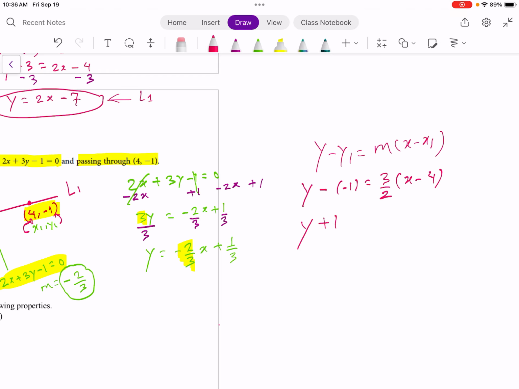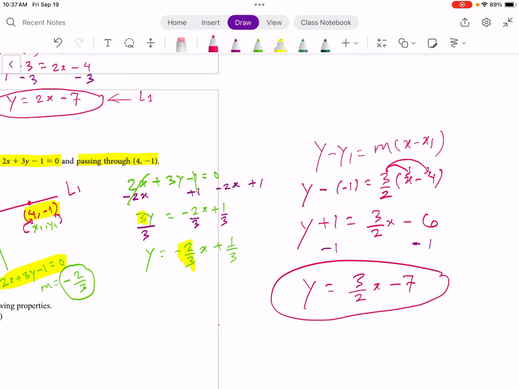So y plus 1 equals, you distribute 3 over 2 times x, 3 over 2x. 3 over 2 times negative 4, what is 3 over 2 times negative 4? Is it negative 6? 3 times 4, 12 divided by 2 is 6. So negative 6. Now we still have positive 1. Let's get rid of positive 1 by subtracting 1 on both sides. So we have y equals 3 over 2x minus 7. And this is the equation of the line that we are interested to find.